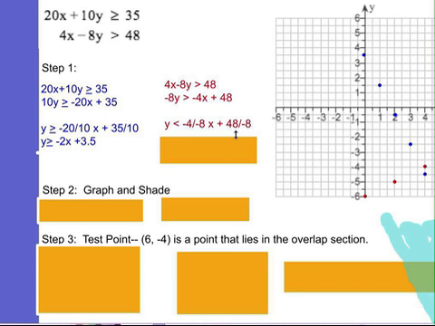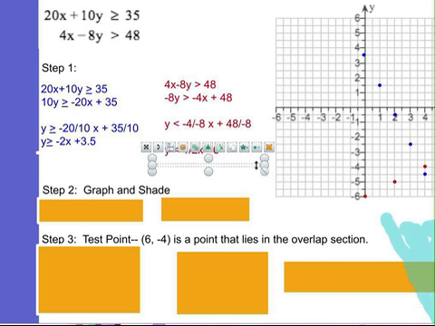Negative 4 divided by negative 8, and 48 divided by negative 8. When we divide and simplify, we get y is less than 1/2 x minus 6.